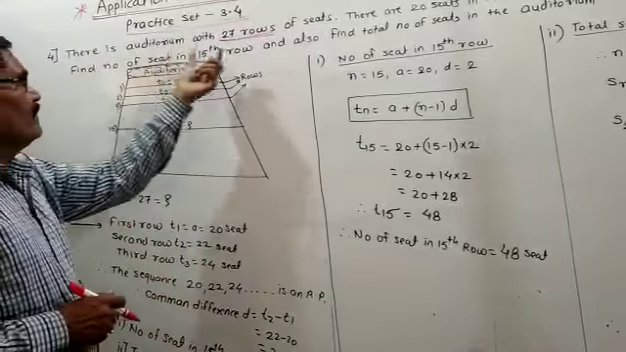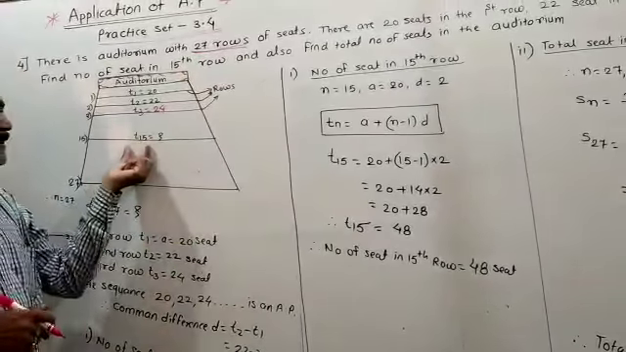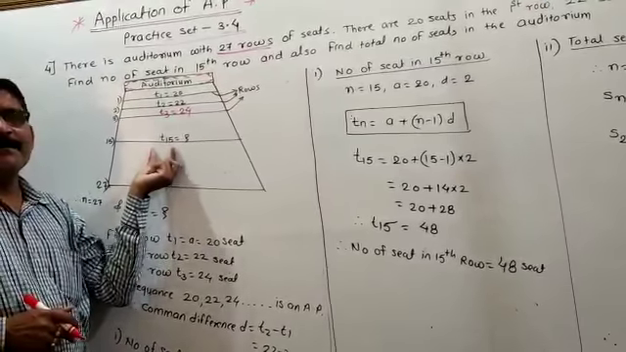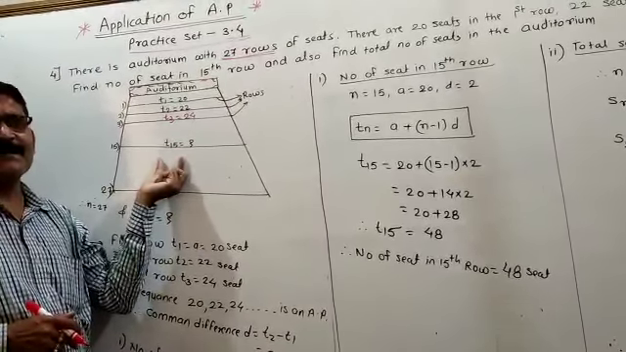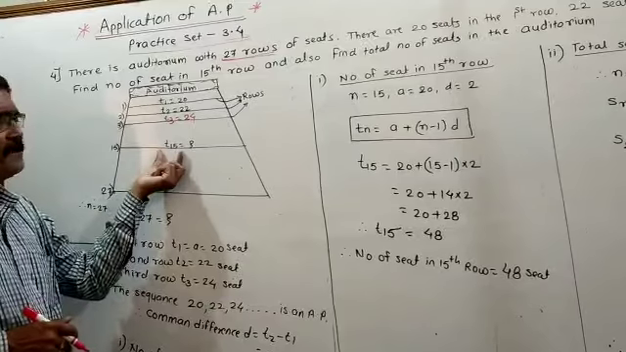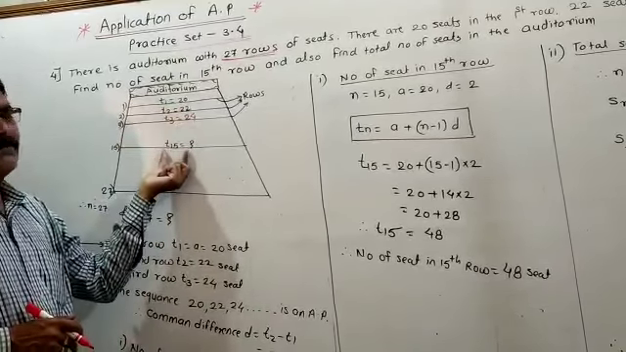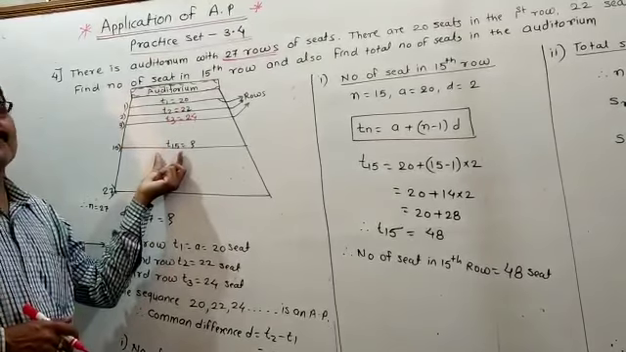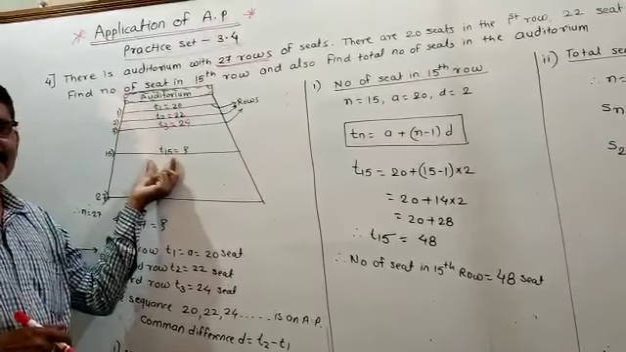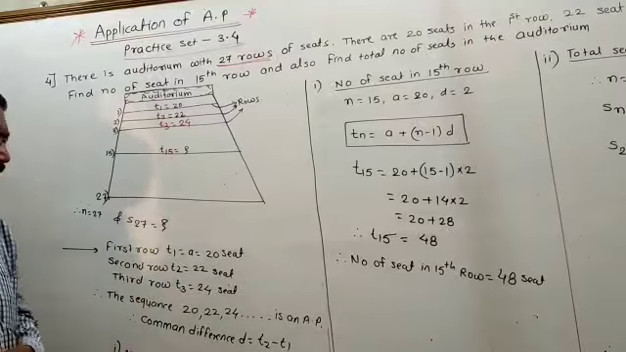Then find the number of seats in the 15th row, which means you have to find T15. In the 15th row, how many seats are there? Each row increases by 2 seats, so how many seats will the 15th row hold? You have to find T15.